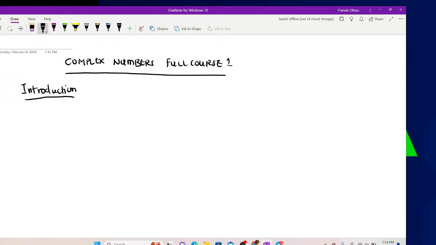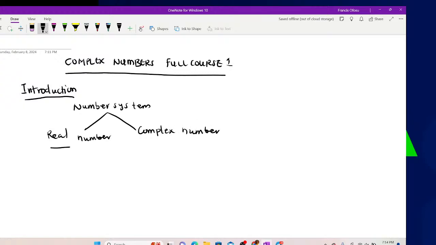So there are two categories of number system. We have the real number system and we have the complex number system. The real number system is what we use every day, and the complex number system is what we are going to do in this course.